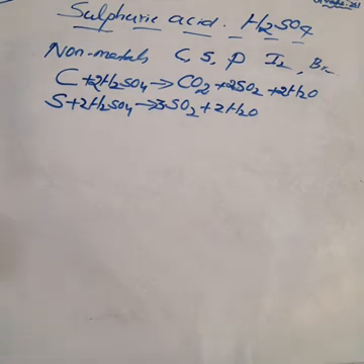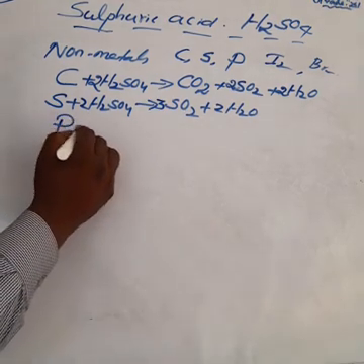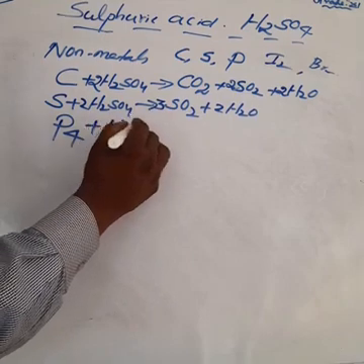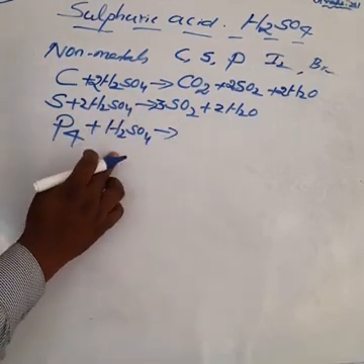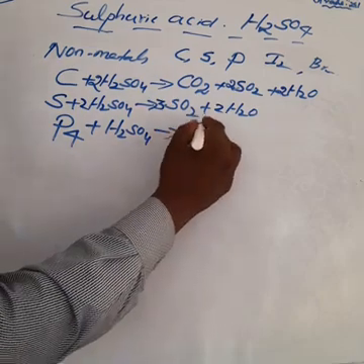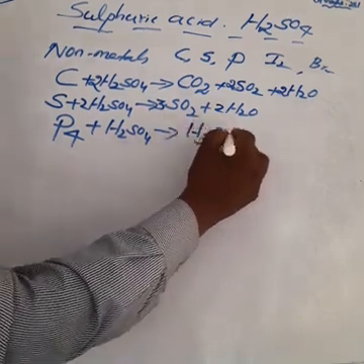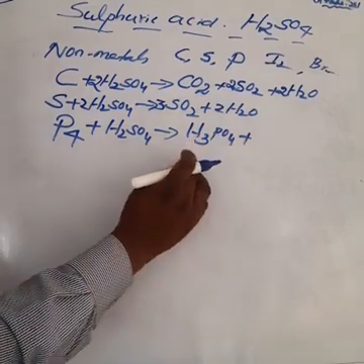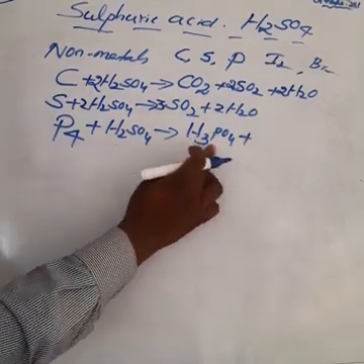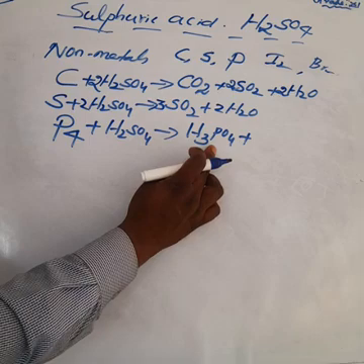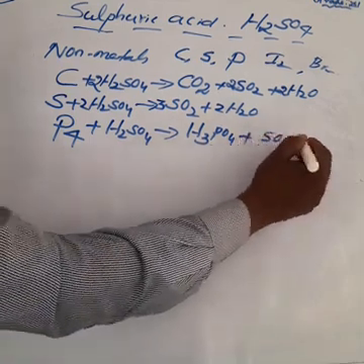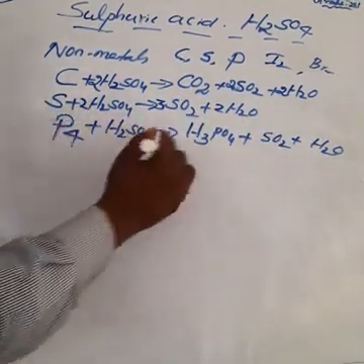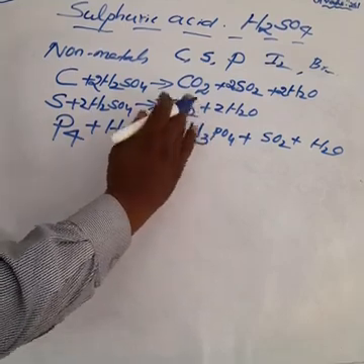What about phosphorus reacting with sulfuric acid? Phosphorus, a polyatomic element P4, plus sulfuric acid H2SO4 gives H3PO4, phosphoric acid, also called orthophosphoric acid. Don't forget the name. Plus sulfur dioxide SO2 plus water molecule H2O. So how much phosphorus? P4. So make it 4 phosphorus on the product side.